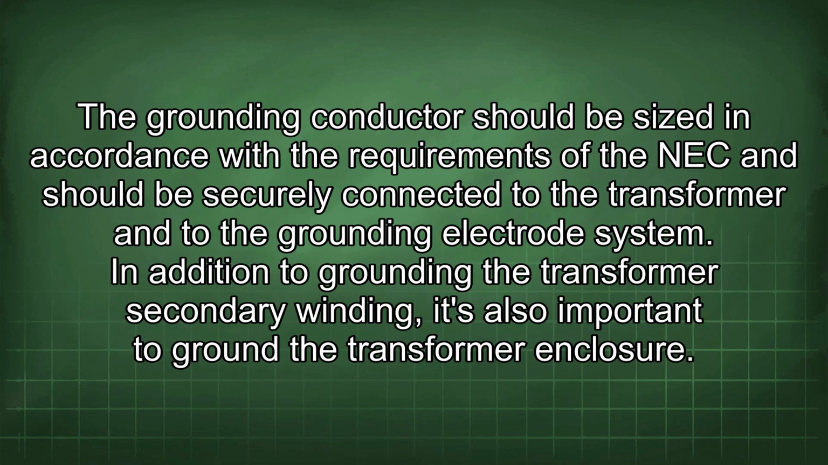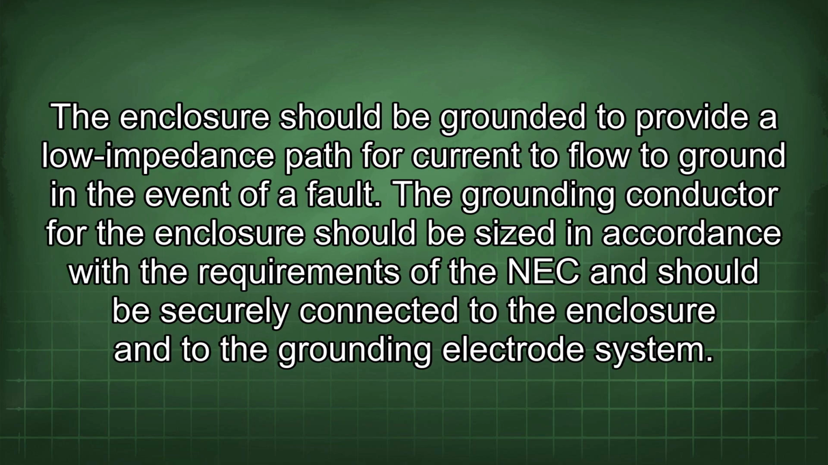The grounding conductor should be sized in accordance with the requirements of the NEC and should be securely connected to the transformer and to the grounding electrode system. In addition to grounding the transformer secondary winding, it's also important to ground the transformer enclosure. The enclosure should be grounded to provide a low impedance path for current to flow to ground in the event of a fault. The grounding conductor for the enclosure should be sized in accordance with the requirements of the NEC and should be securely connected to the enclosure and to the grounding electrode system.